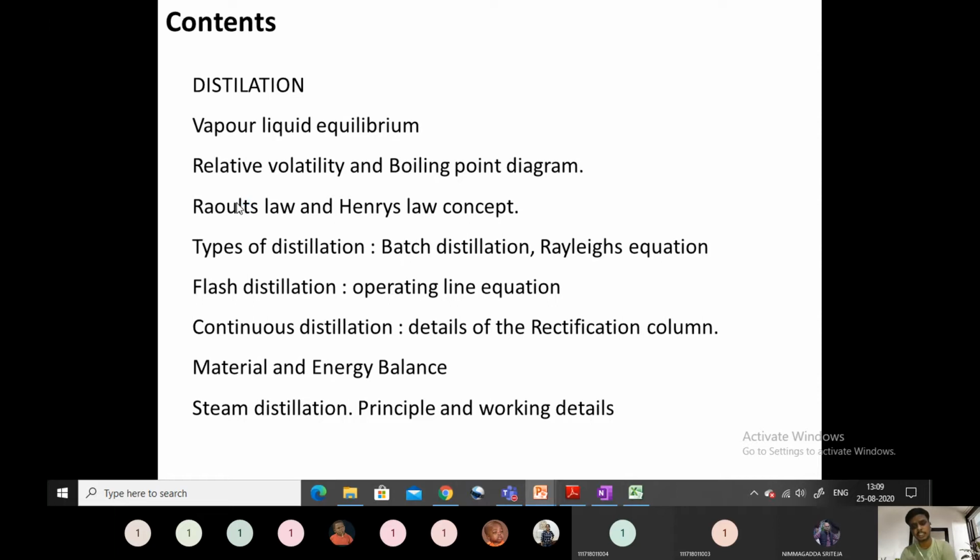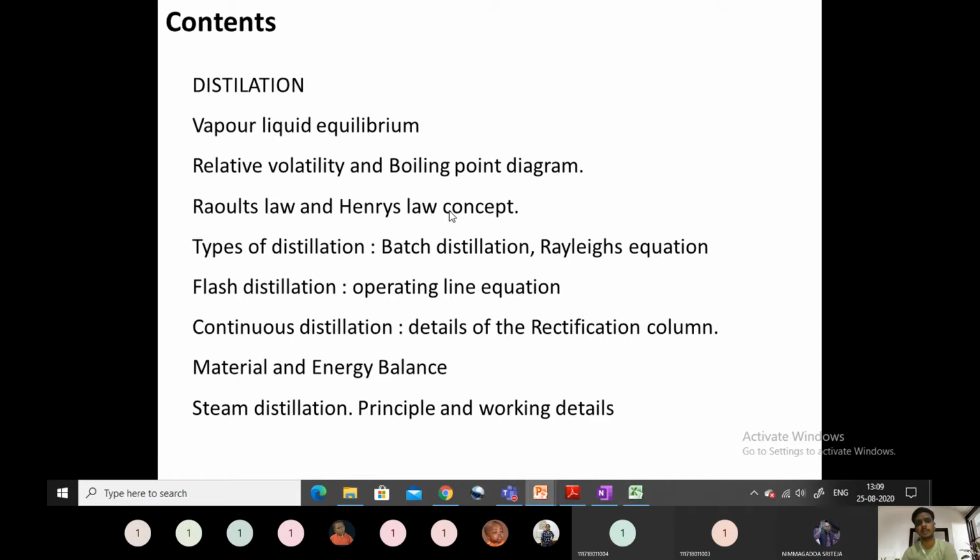Raoult's law states that the partial pressure of any component is proportional to the mole fraction. Partial pressure of any component is equal to mole fraction times the vapor pressure of that particular component. This is called Raoult's law. When a solution obeys this Raoult's law, it is called an ideal solution. Raoult's law says partial pressure is equal to vapor pressure times mole fraction in the liquid phase, whereas for the vapor phase, partial pressure is equal to total pressure times mole fraction. We will see that one. But Raoult's law is applicable for ideal solutions.